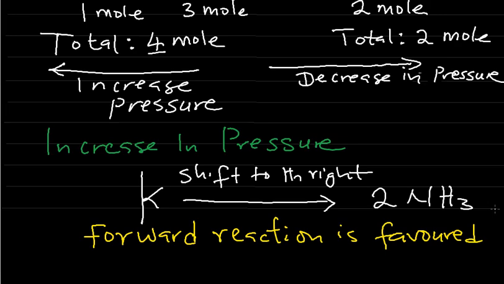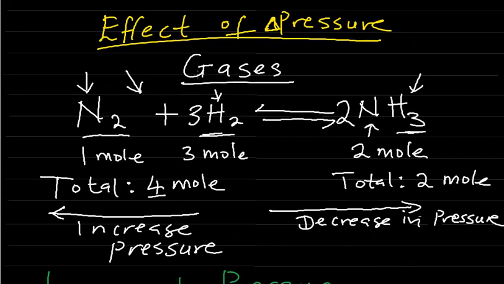So vice versa. If there's a decrease in pressure, the equilibrium will shift in the direction of the increase in pressure. So the equilibrium will shift to the left, which will lead to the yield of more nitrogen and hydrogen gas.